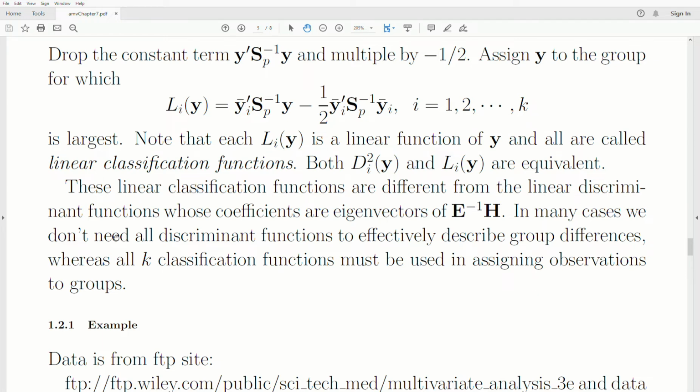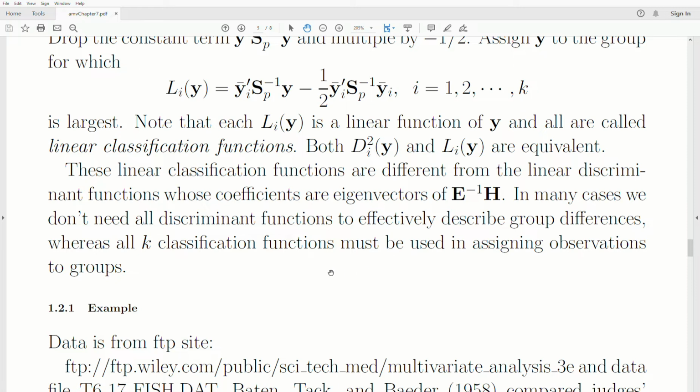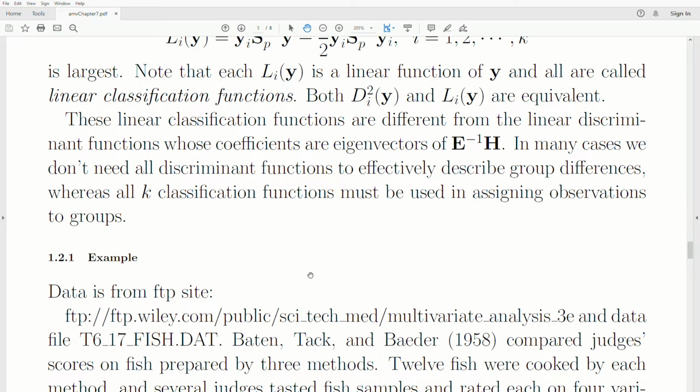Now here's a subtlety that I think can be confusing to some: the linear classification functions are different from the linear discriminant functions, whose coefficients are the eigenvectors of this matrix product, inverse of E times H. Note, in many cases, we don't need all the discriminant functions to effectively describe the group differences. But when you're classifying a new observation into one of the K groups, we have to have all K classification functions to assign that new observation. And the example we do will help highlight that.